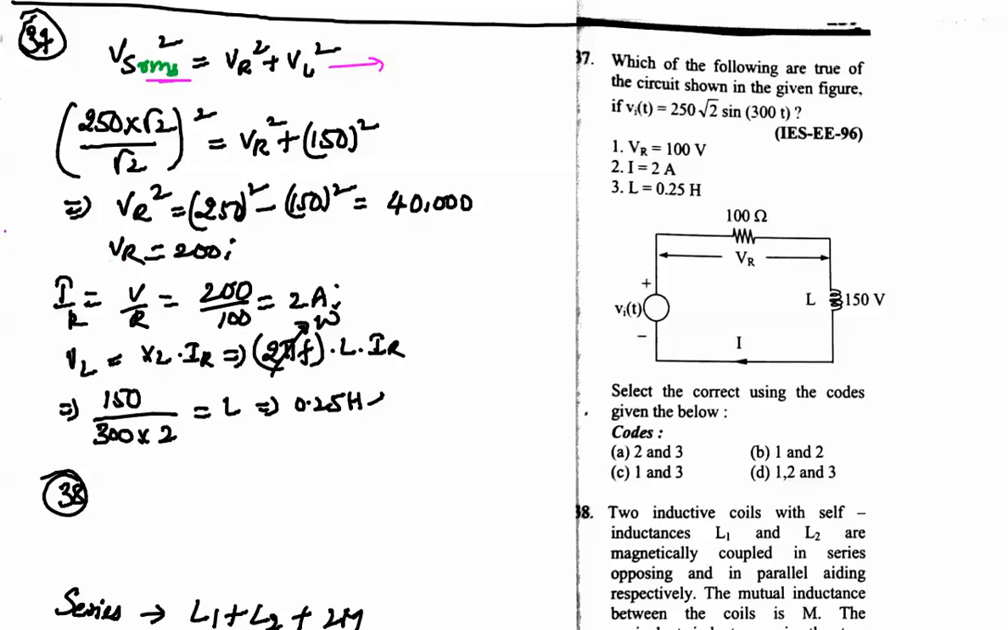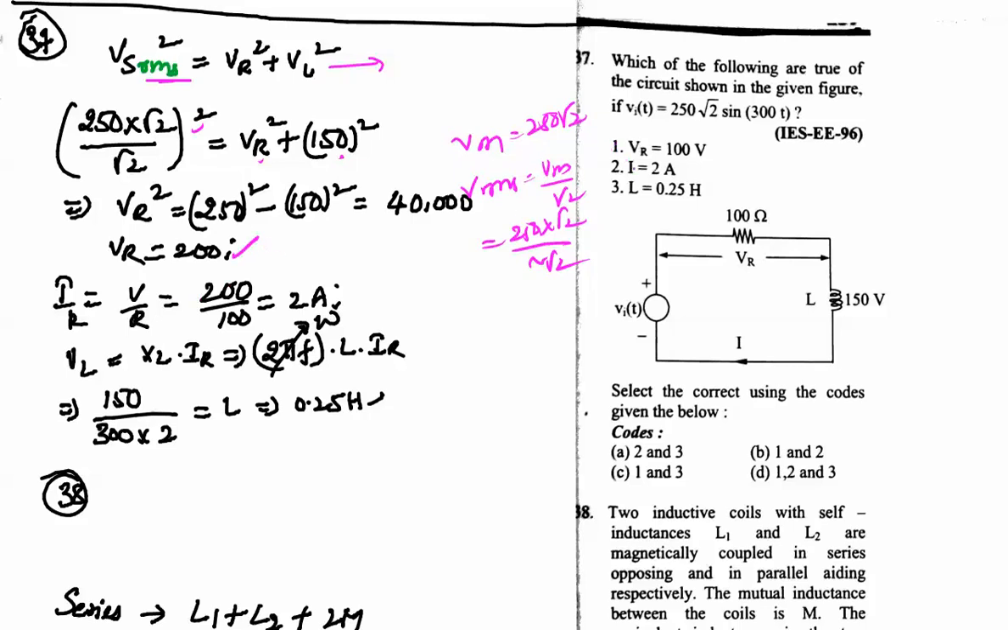So Vrms, V maximum, this is the V maximum value. So V maximum is equal to 250 into root 2. V RMS is equal to Vm by root 2, so 250 into root 2 divided by root 2 will give 250. So V RMS whole square is equal to VR square plus VL square. From this, VR is equal to 200 volts.